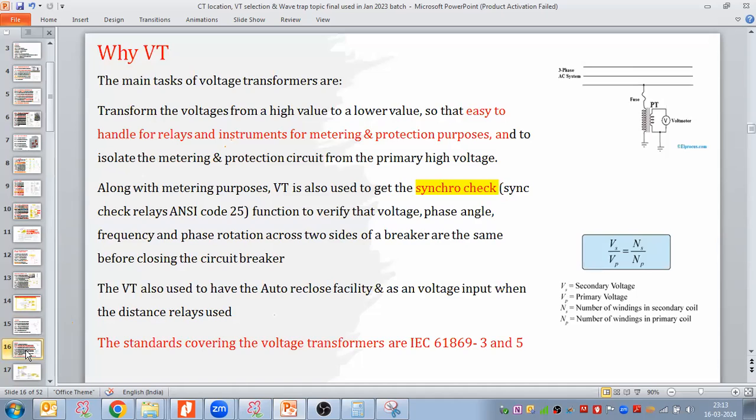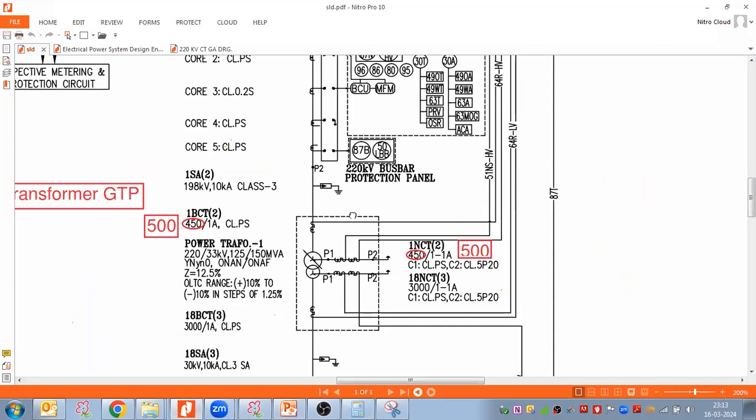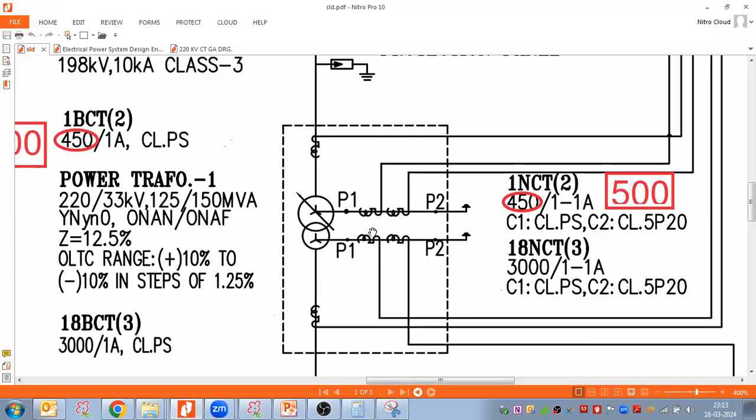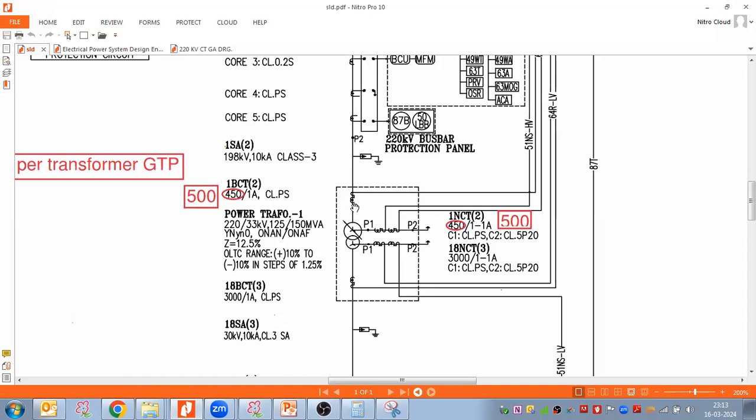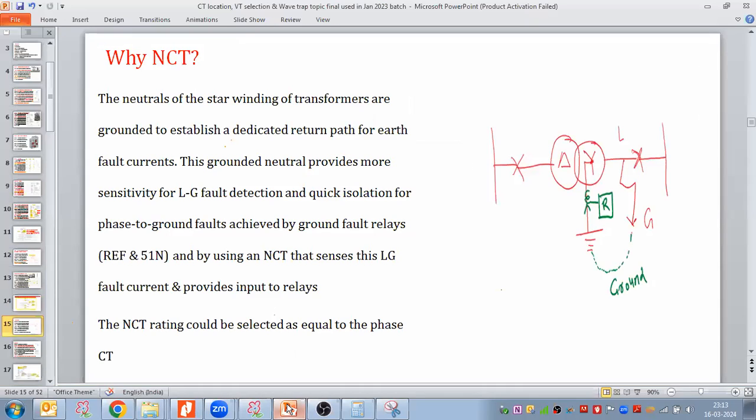Sir, is it necessary to maintain the phase CT ratio in neutral? If you are going for high impedance REF, then it is mandatory. Like here, if you see this neutral CT, 450 and 450 or 500, both are equal. It is not necessary if you are using low impedance protection.